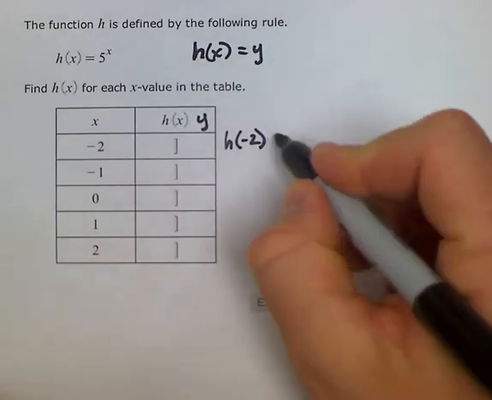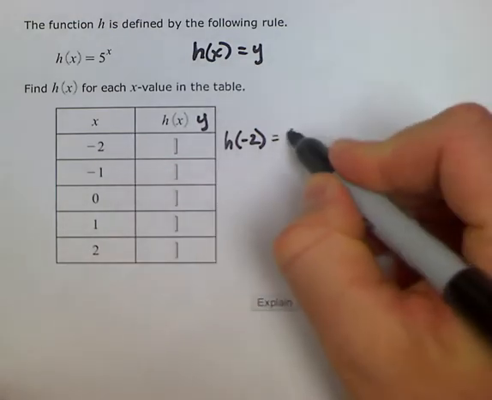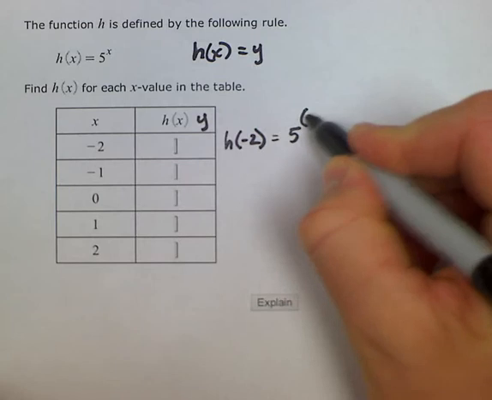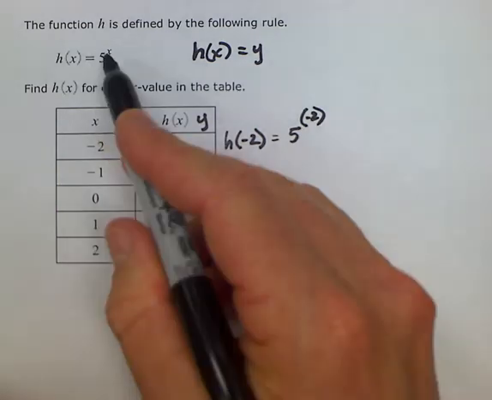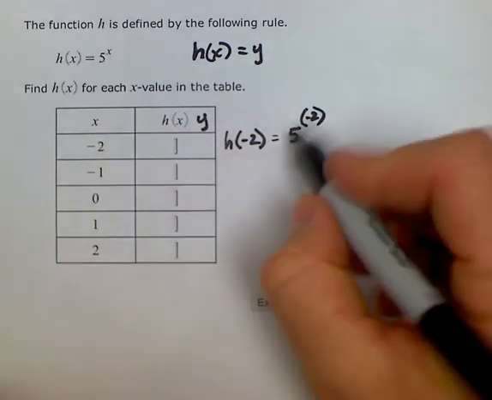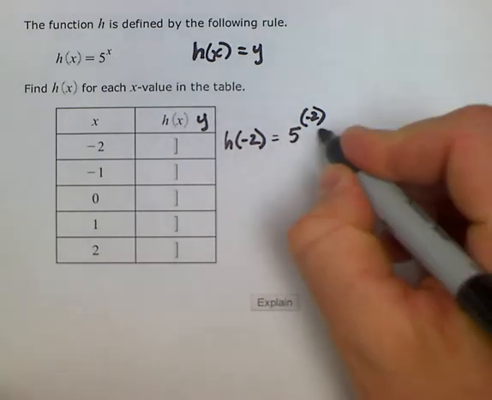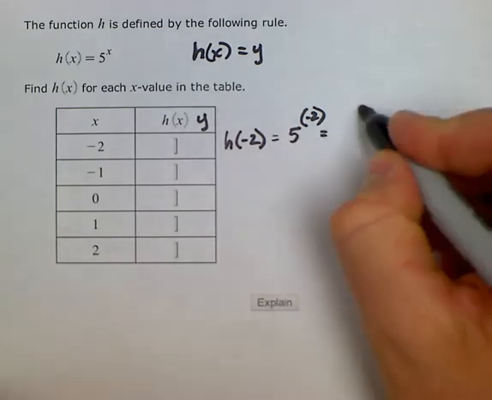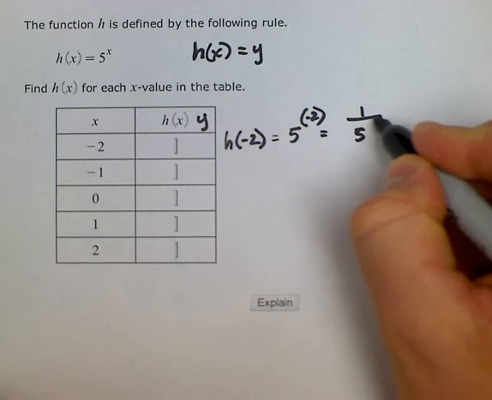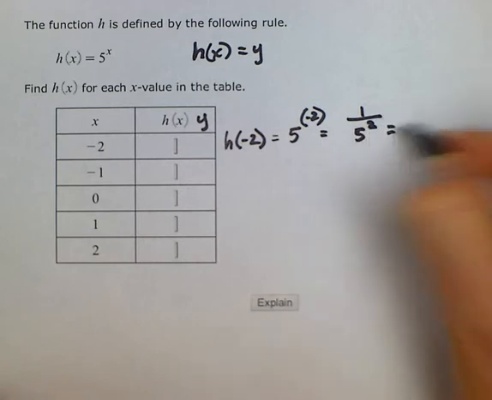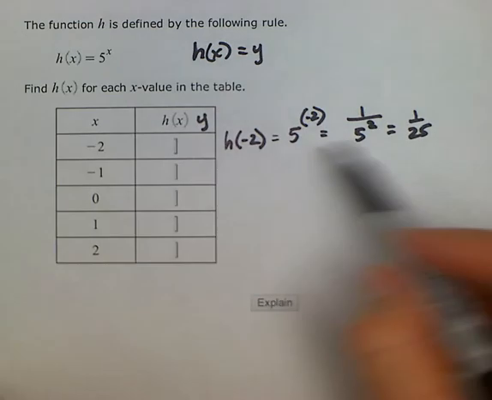H of -2 is equal to 5, and then we plug in -2 where we would see the variable x. And we get 5 raised to the -2. Negative exponents are expressed as fractions, so it would be 1 over 5 squared, which is equal to 1/25. Now the important thing to understand here is this creates a coordinate pair.